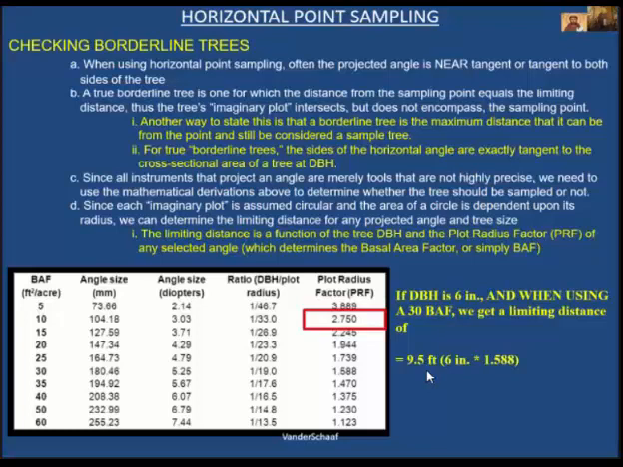So when in doubt, it's always best to use this table and to use your plot radius factor associated with the BAF that you select, given how you feel that BAF will help you obtain the information that you need to make your management decision and best meet your management objective. And that's what we're doing the inventory for: to obtain information about the resource in a time, cost, and logistically efficient way.